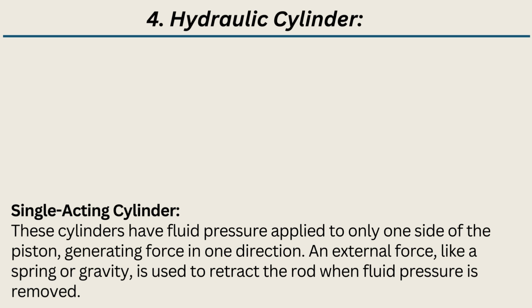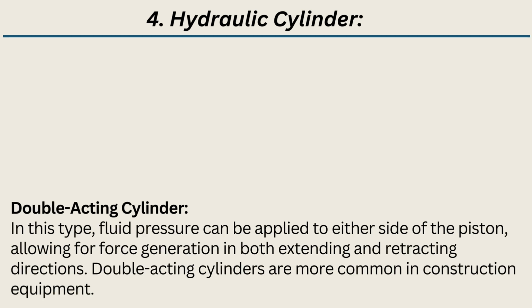An external force, like a spring or gravity, is used to retract the rod when fluid pressure is removed. Double-acting cylinder. In this type, fluid pressure can be applied to either side of the piston, allowing for force generation in both extending and retracting directions. Double-acting cylinders are more common in construction equipment.